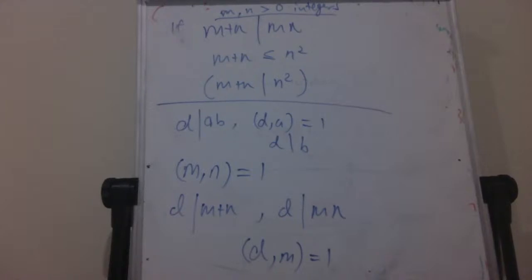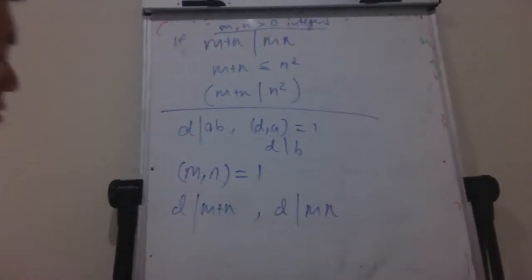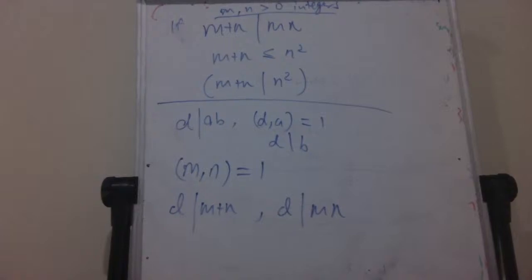What was I saying? It might not be, I don't know. So D divides M plus N, and D divides MN. M and N share no common factors, so at least one of them will share factors with D. Let's say D completely divides M or N. I think that's what I was trying to conclude. Because if M and N have no common factors, M plus N does not divide M, nor N.